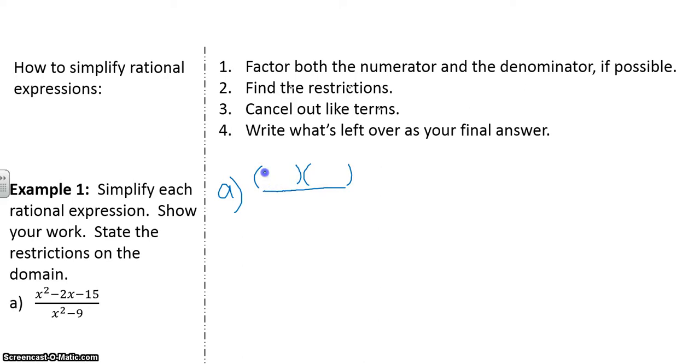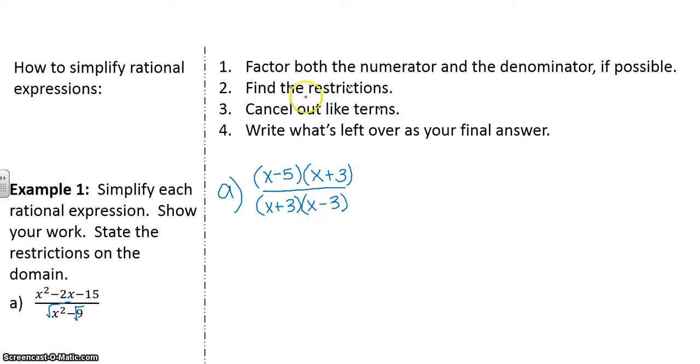Okay, so hopefully you're saying x minus 5 and x plus 3. Because negative 5 times 3 is negative 15, and negative 5 plus 3 is negative 2. Then remember the denominator here, x squared minus 9, this is difference of squares, where you can square root both of these. And so you'll have x plus 3 and x minus 3. They need to be opposites so that the middle term cancels out. That's why there's just a binomial here. So that's your first step, is to factor both numerator and denominator if possible.